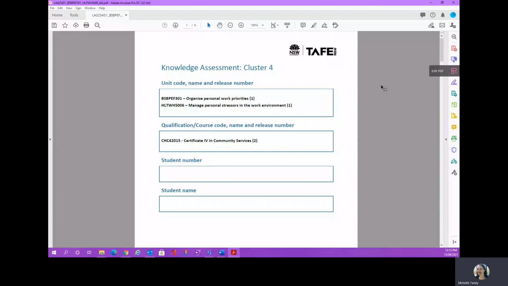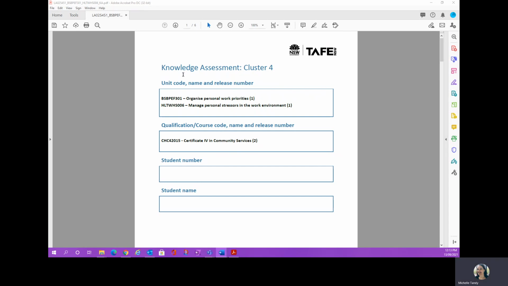Today we are going to look at the Cluster 4 Knowledge Assessment, which covers the units Organise Personal Work Priorities and Manage Personal Stresses in the Work Environment. I'm going to take you through each of the questions in the assignment and give you some advice and tips on how to complete this assignment and hopefully answer any questions that you might be thinking about.